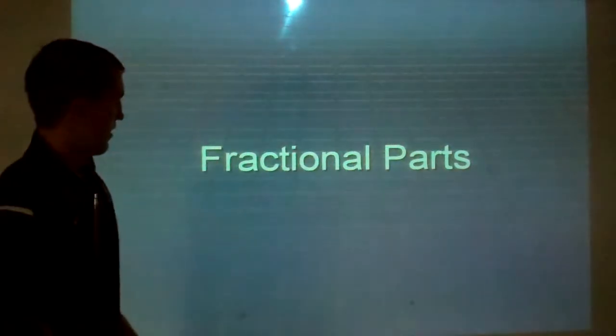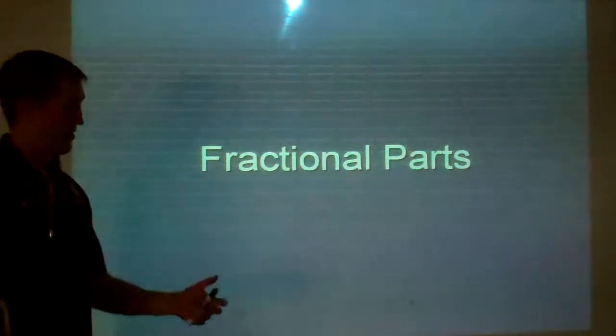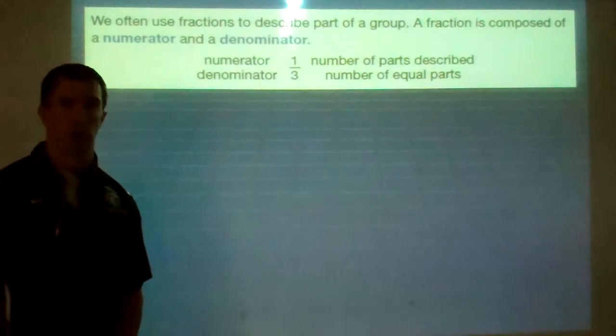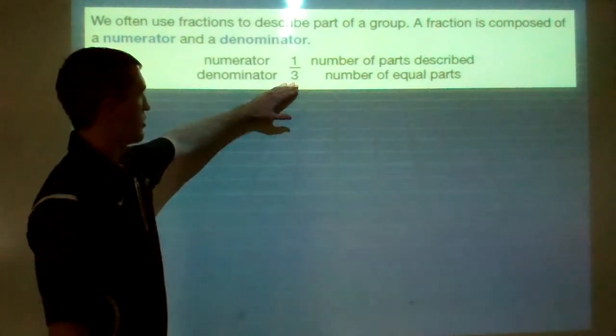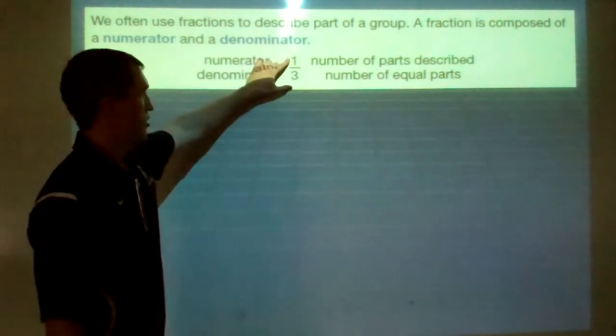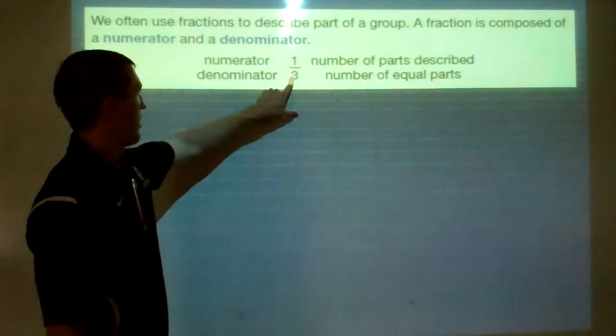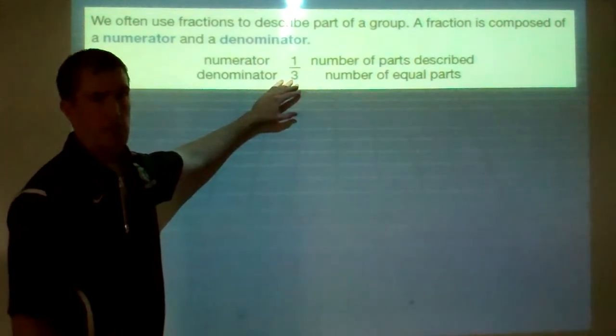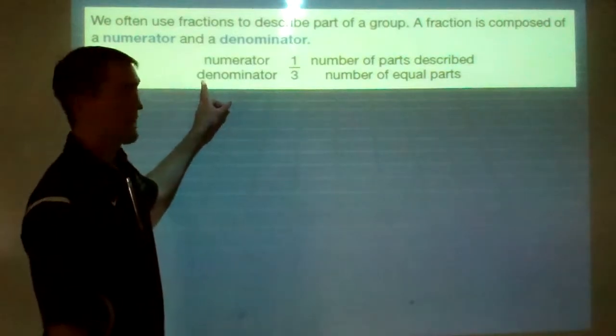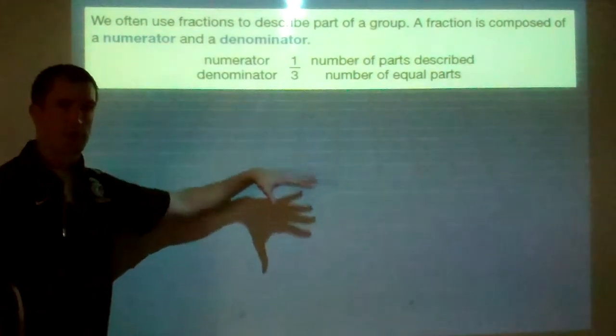Sorry about that. So we're going to jump in, and like I said, it starts very basic. They even point out what the denominator is, what the numerator is. Numerator is our top number, denominator is our bottom number. Easy to remember, it's the one that's down. It starts with D, denominator is the one that's down.